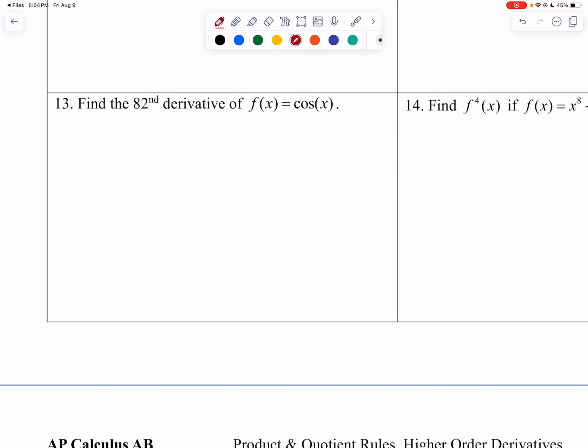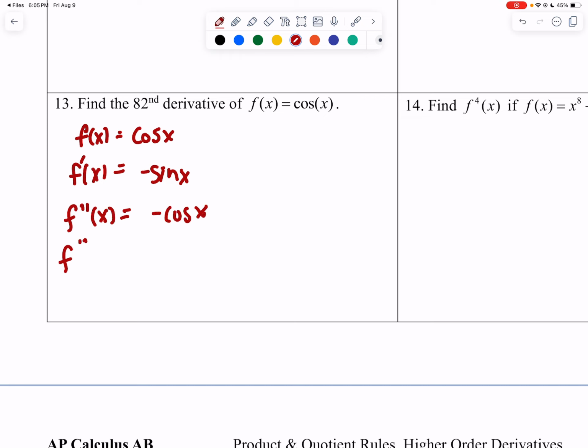Back in our basic derivatives video, we talked about how the derivative of cosine was negative sine. And the derivative of that is going to be negative cosine. And the derivative of that is going to be sine. And then you'll probably notice something after that. My fourth derivative becomes cosine, and it just repeats itself.